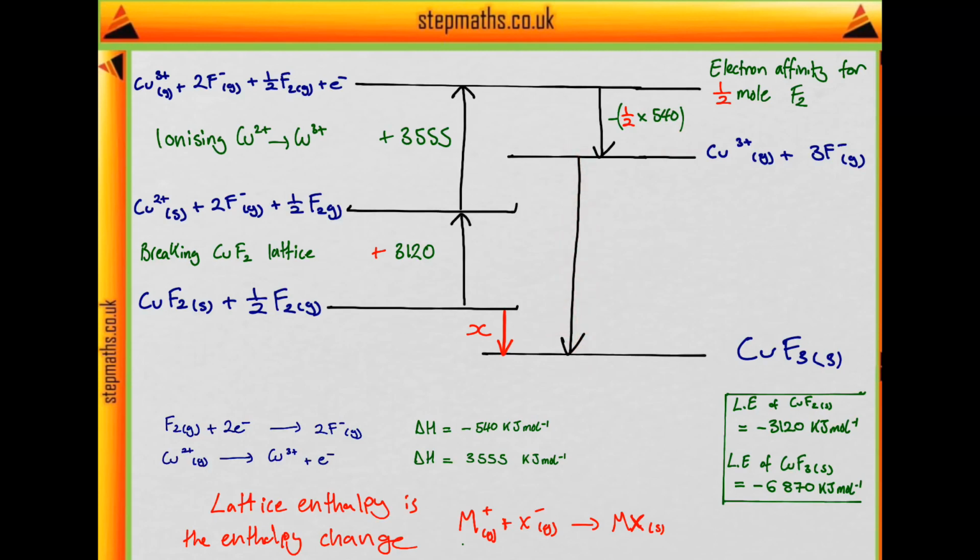Going down the cycle again, you have Cu3+ 3F- going to CuF3. And this is forming the CuF3 lattice, which is the result we calculated in part B, and that's minus 6,870.